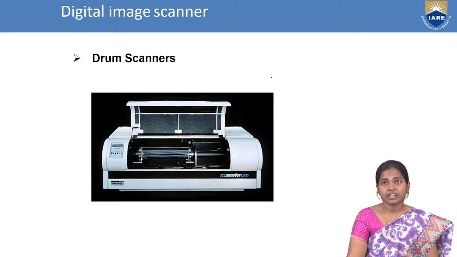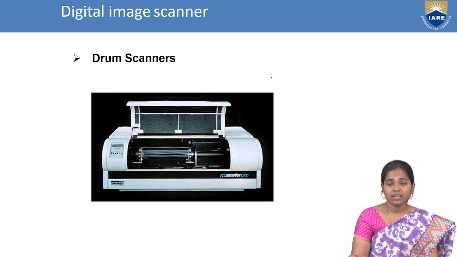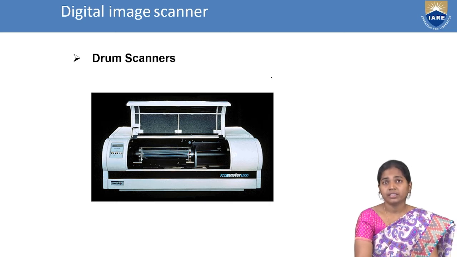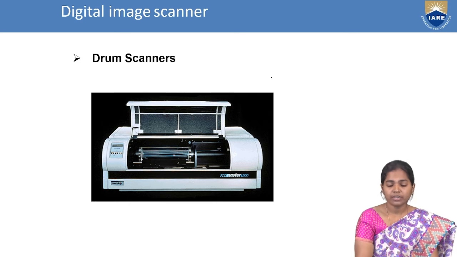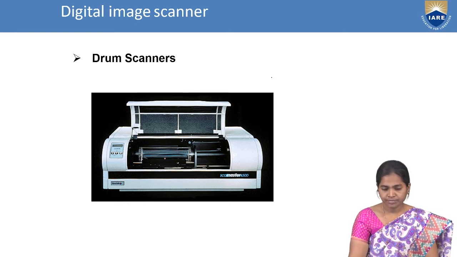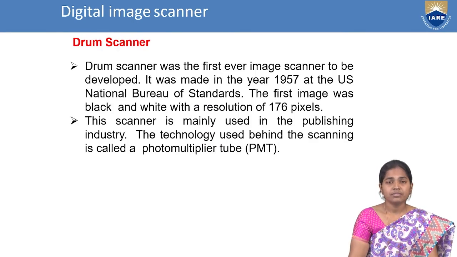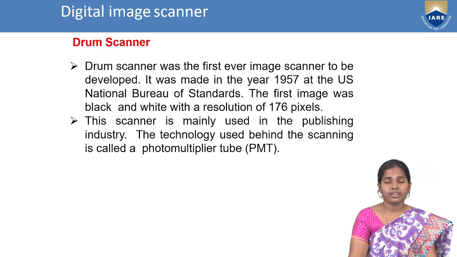First, observe the drum scanner. Here it rotates at 240 RPM. Whatever the object we need to scan, we keep it here, and with the rotation of this drum, it scans the entire image and the output is obtained in our computer. This is the drum scanner. The drum scanner was the first ever image scanner. It was made in the year 1957 at the US National Bureau of Standards.